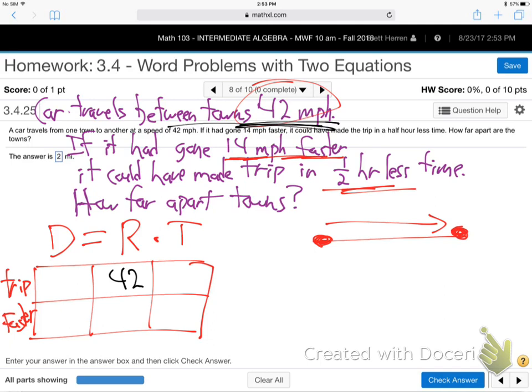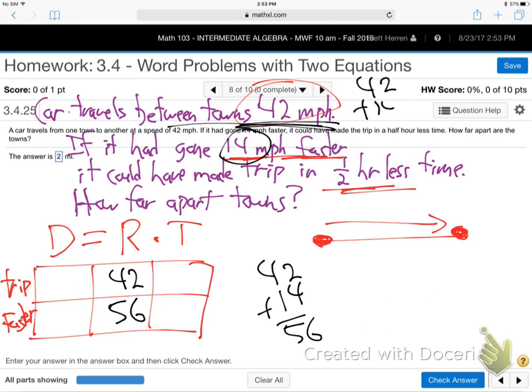Okay. Now, do I know the other rate? 42 plus 14. Yeah, if he'd gone 14 faster. If I said, hey, I went 42, well, I went 14 faster than that. What's that? 56? Yeah. He's saying if I'd gone 56, right? That's right, 42 plus 14. He's saying if I had gone 56 miles an hour. You with me? That's the second rate, isn't it? 14 faster. Good.